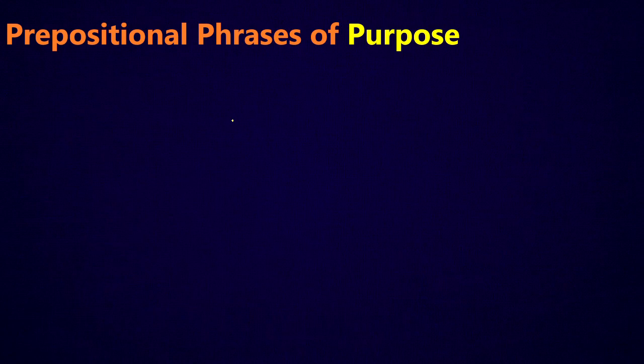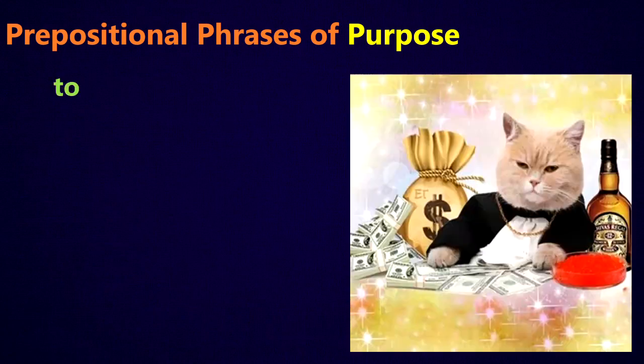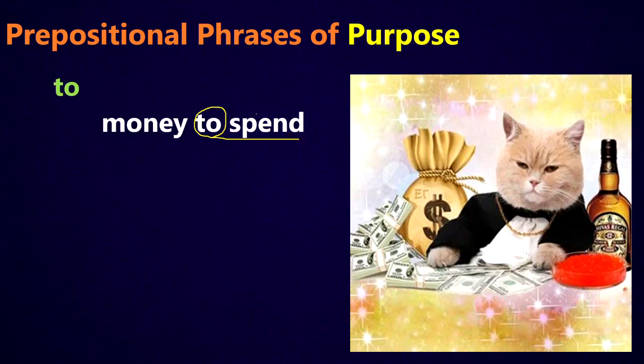And we've got prepositional phrases of purpose. And the main preposition for this is to. Now, technically, these aren't prepositional phrases, but they work like prepositional phrases in describing nouns. And you'll see what I mean here in a second. So we could say money to spend. So we've got the preposition to and the word spend. And to spend is describing the purpose of the money, what we're going to do with it.